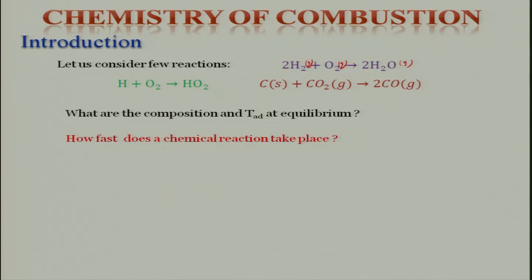We need to also look at how fast a chemical reaction takes place and what will be the overall rate at which the reaction takes place. There might be several reactions taking place simultaneously, right? And what is the mechanism by which a chemical reaction takes place? For example, 2 moles of hydrogen reacting with 1 mole of oxygen going to 2 moles of water. Is it really occurring like that, or is it not possible? It will be going through a series of chemical reactions, and in the end some product, water, will come, along with other bulk combustion products.